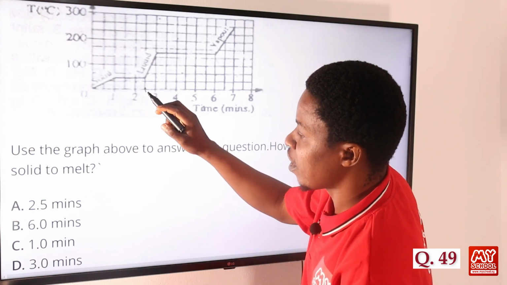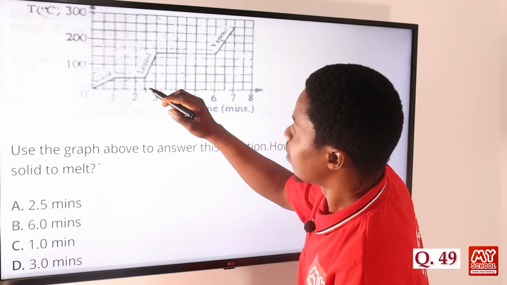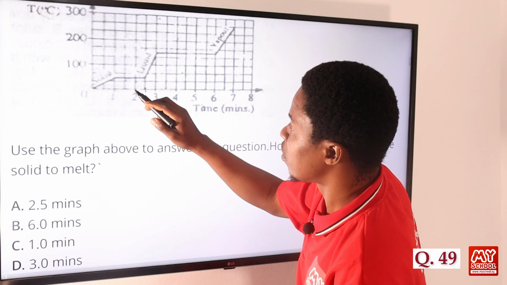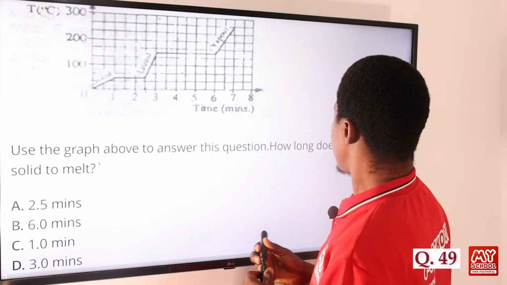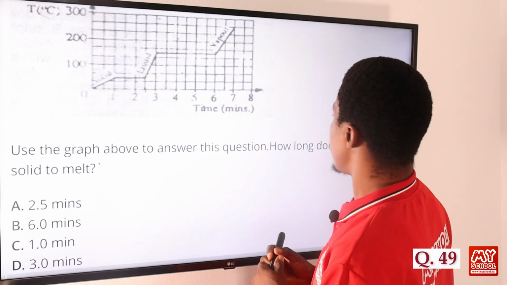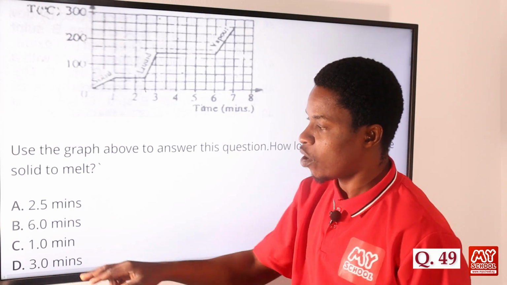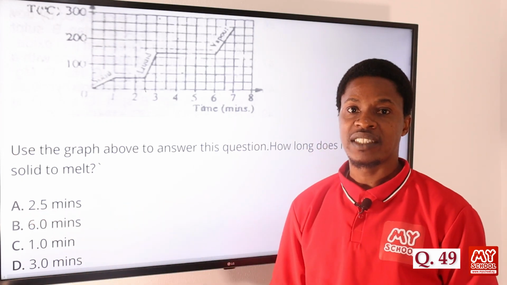So if you check it now, we have 1, 2, 3. So this here is 0.5. So this is 2.5. So 2.5 at this point here. That's what we have here. So it's going to take 2.5 minutes for all of the solid to melt. So option 2.5 minutes, Option A, is the correct answer.